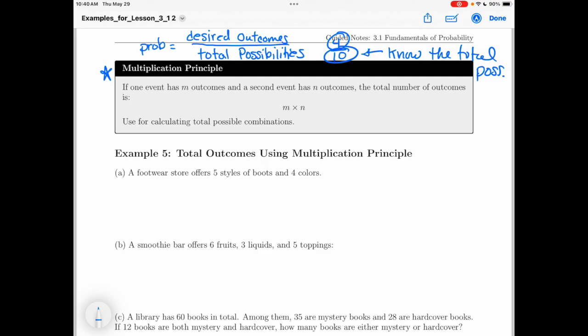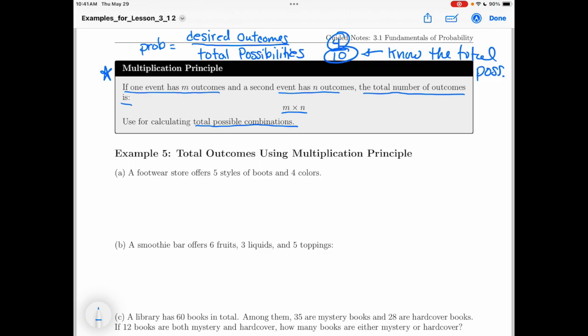So if one event has m outcomes and another event has n outcomes, the total number of outcomes for both of those events to happen is m times n. That's the total number of possible combinations. So in part A and B, we're going to use the multiplication principle.